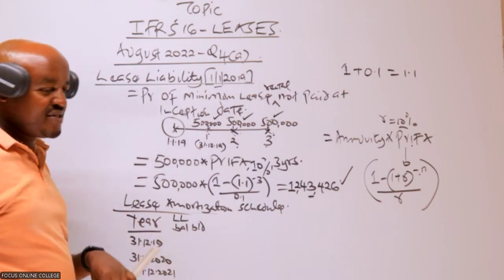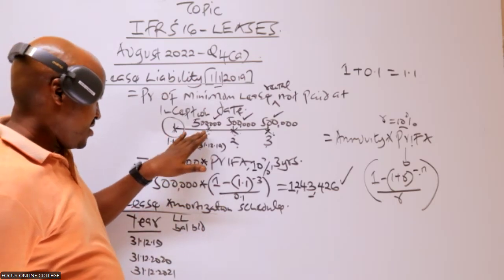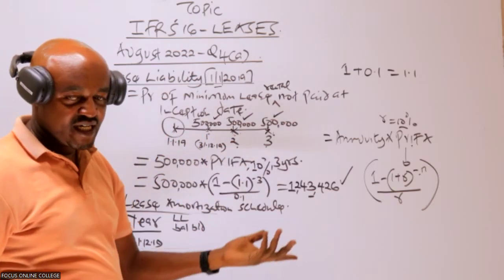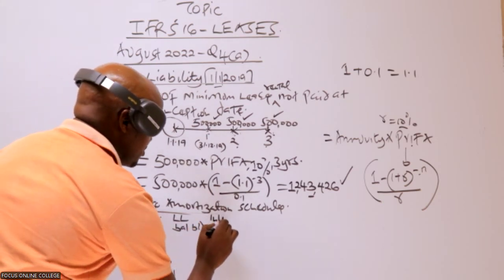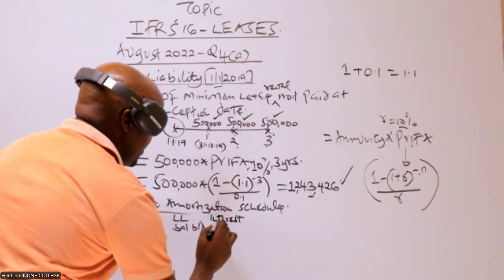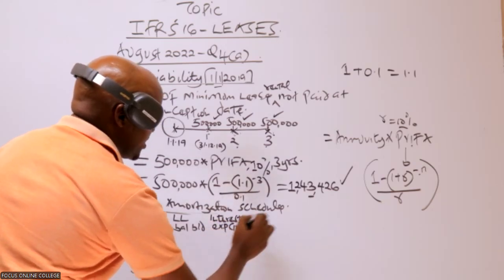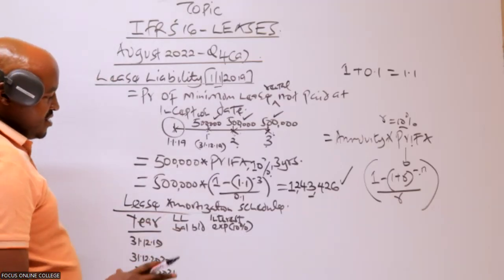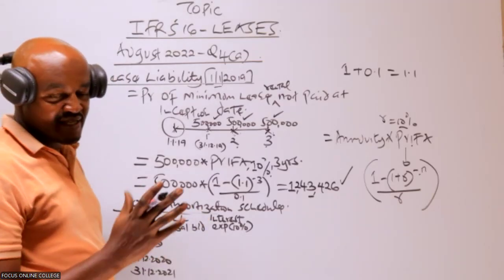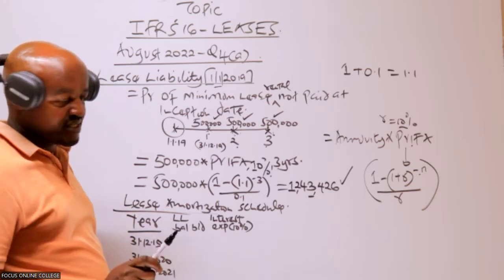So if the minimum lease rentals are paid at the end of each year, like in our case, the next column here will be for the interest expense, which is computed still using this particular rate here of 10%. But if the minimum lease rentals are payable at the start of the year, we're going to do a question on that in our next class.